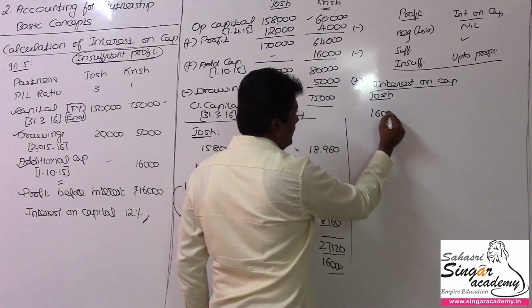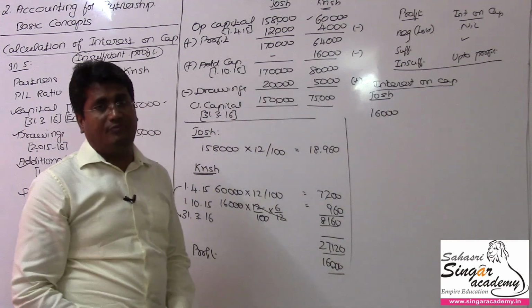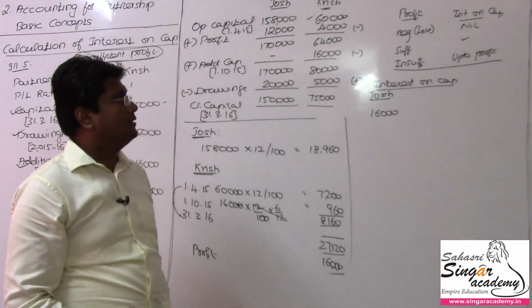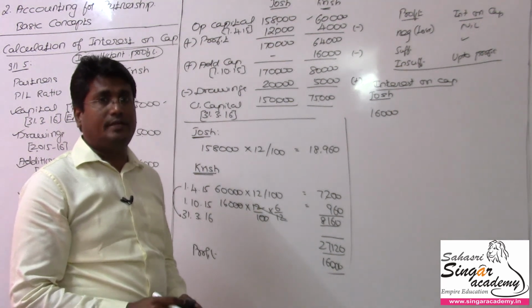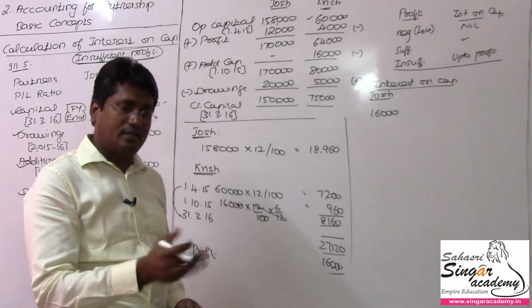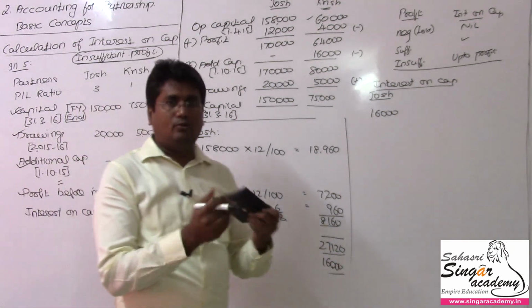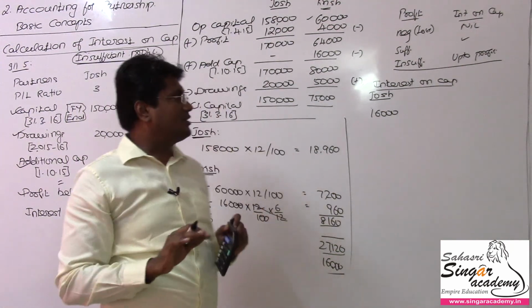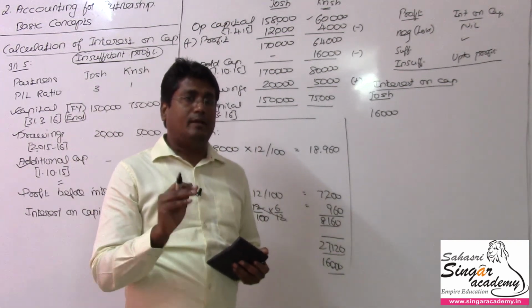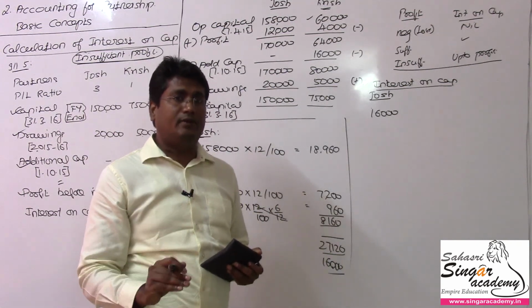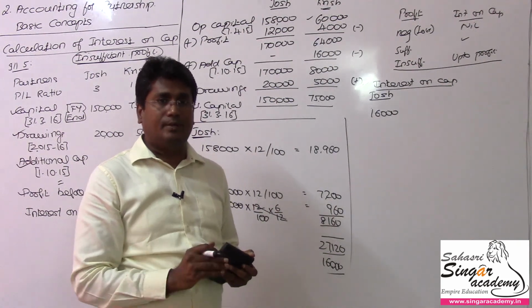Overall profit is only 16,000 because the profit is insufficient. If the profit is insufficient, automatically the interest on capital we offer is restricted to the extent of profit available. If lost, nothing will be payable. Sufficient profit, no trouble in it. But in the insufficient case, the entire interest on capital payable to these two will be restricted to the extent of profit available.